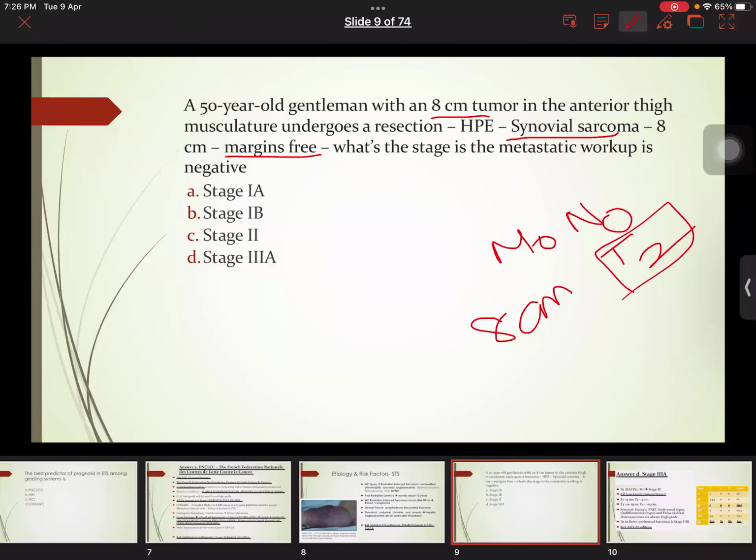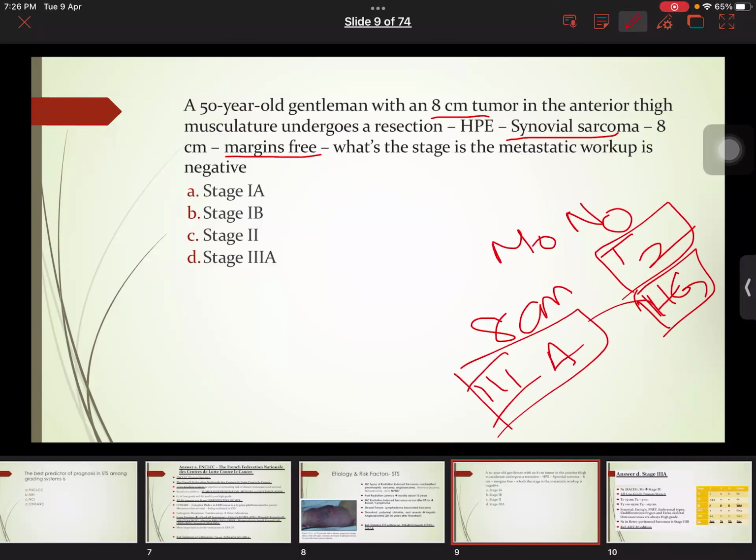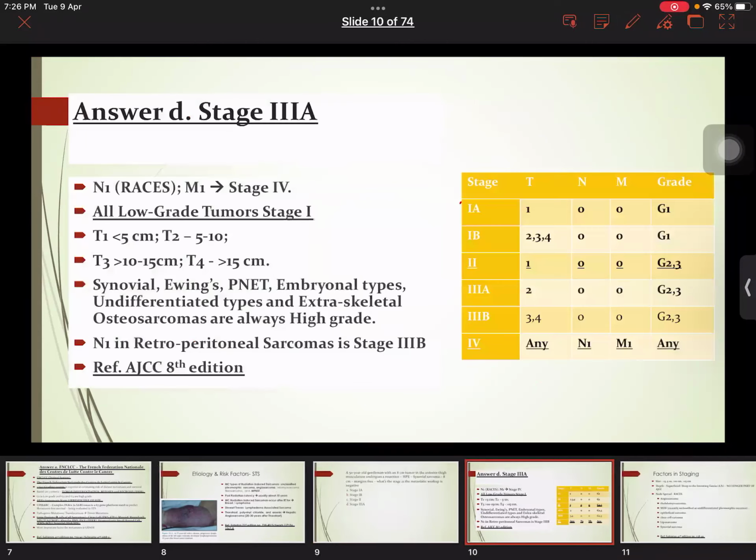Now, we don't know the grade of the sarcoma, which is important to find out the stage. So how will you do it? Here we know that it is synovial sarcoma, which means it automatically goes under high grade. So this is a T2 high grade sarcoma. Hence the stage is going to be stage 3A. If you look at it, the answer is stage 3A.